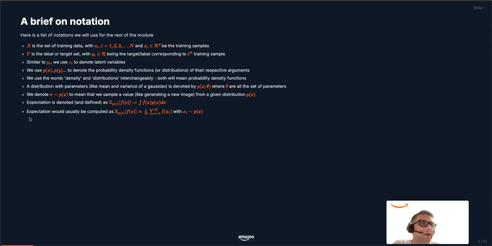Now, expectation, although written like this, will almost always be computed empirically. Okay, so you can think of it as being written like this, but actually being computed like this. So what you would do is, if you know p of x and you know how to sample from it, you take out many xi's from here. You evaluate f of xi for each xi, and then you take an empirical mean. So this is how you would usually compute it.